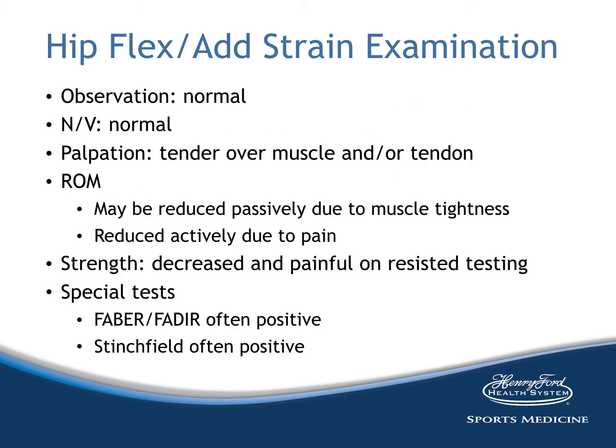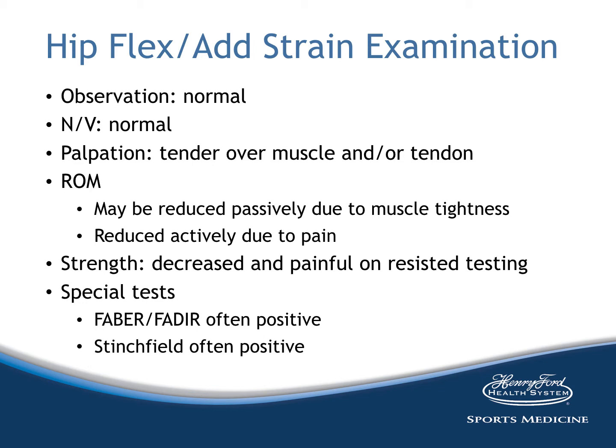On physical exam, it looks normal in that region. Neurovascular status is intact, but they usually will have tenderness to palpation over the involved muscle. Range of motion may be reduced passively due to muscle tightness, and it may be reduced actively due to pain. Strength testing often reveals decreased strength, and pain on resisted testing. Special tests such as the FABER and FADIR tests and the Stinchfield test are often positive. I refer to the Stinchfield test as the resisted straight leg raise test, so you may hear me say it both ways during the course of the lecture.